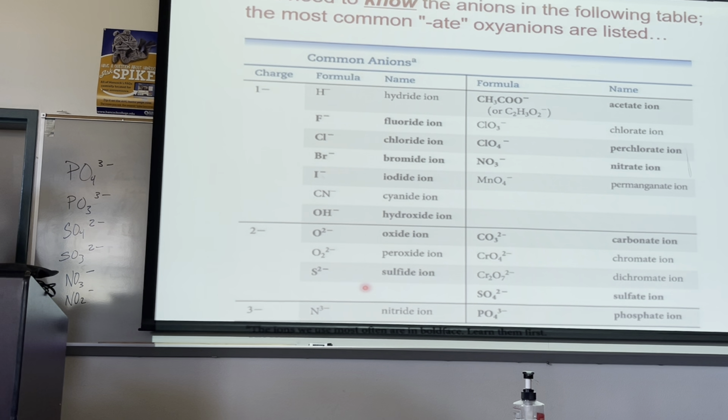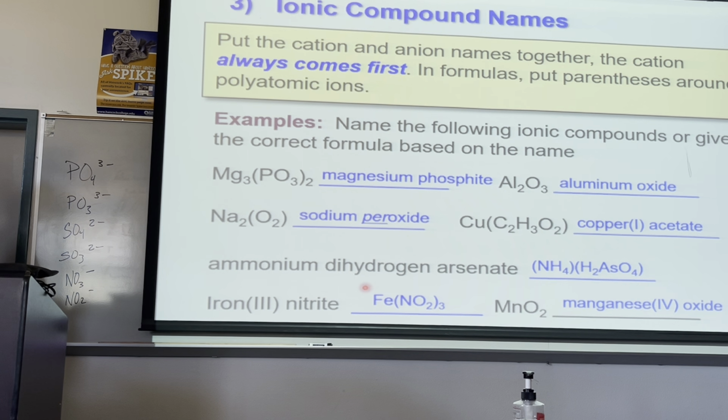Be able to name things. That's what the flashcards are for. Okay, ionic compound names, and if you just constantly do them, you kind of know them even without memorizing. Ionic compound names: put the cation and the anion names together.